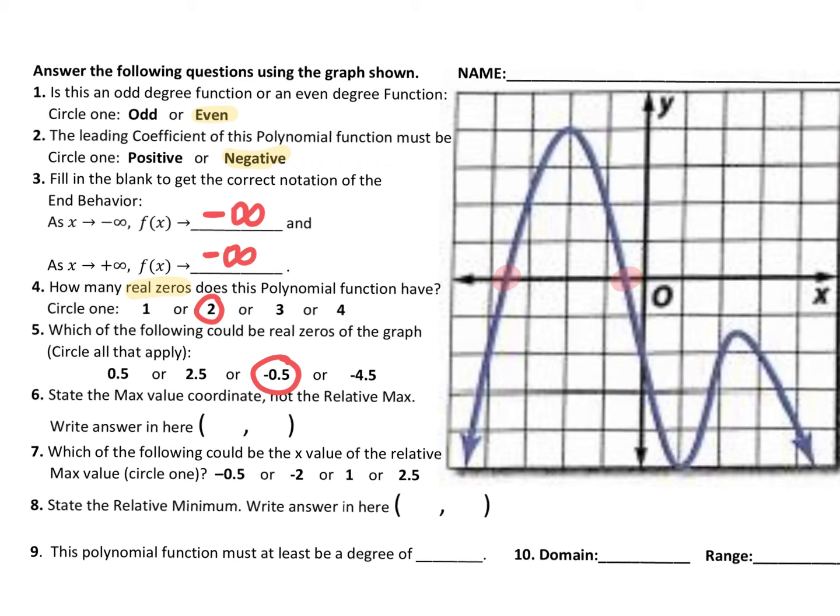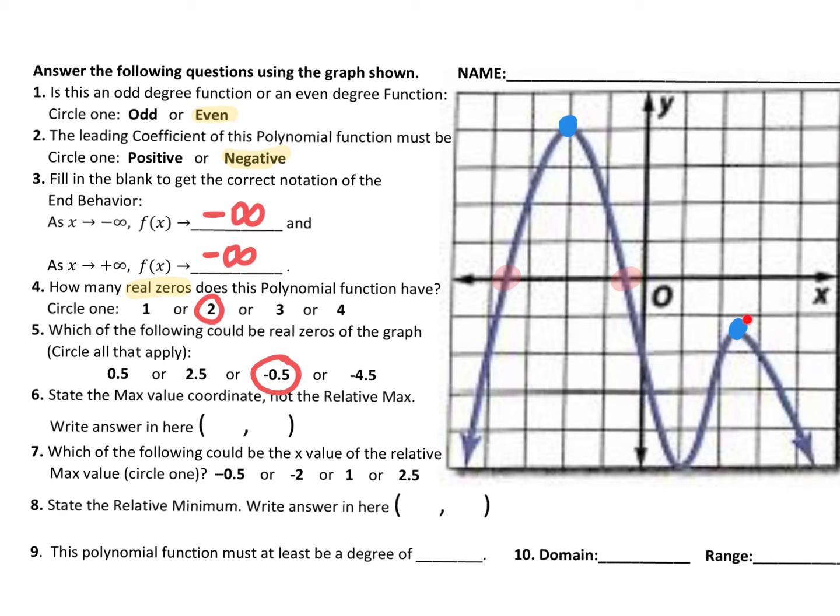Number 6, state the max value coordinate, not the relative max. So the question is, which one is the max value? This blue dot up here or the blue dot down here? Which one is the max? The up top one.